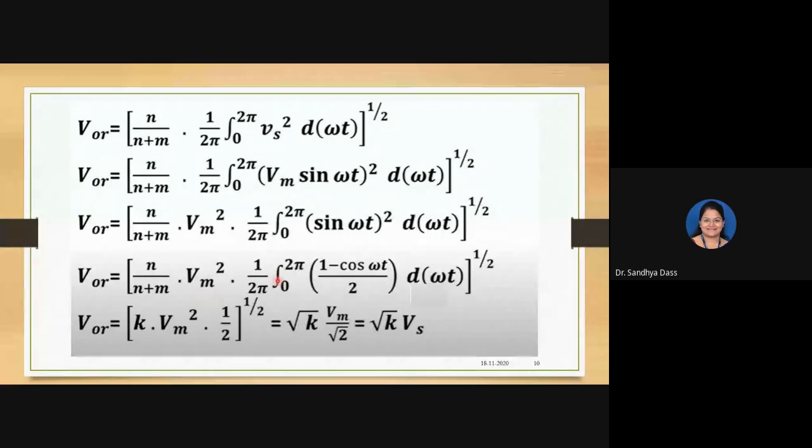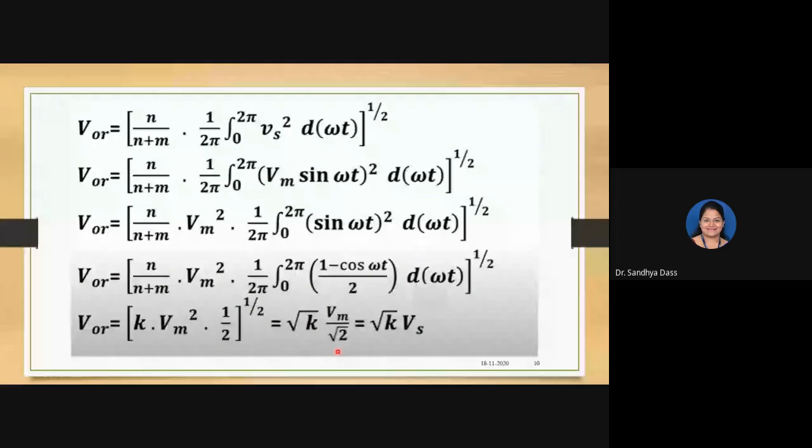So sine square omega t, that is this expression, applying the trigonometric identity, becomes 1 minus cos omega t by 2. Substituting, if you apply the integral, you end up with 1 by 2 there. So n by n plus m, substituting k for that, Vm square times 1 by 2, under the square root, right? So finally you will have square root of k times Vm by root 2.